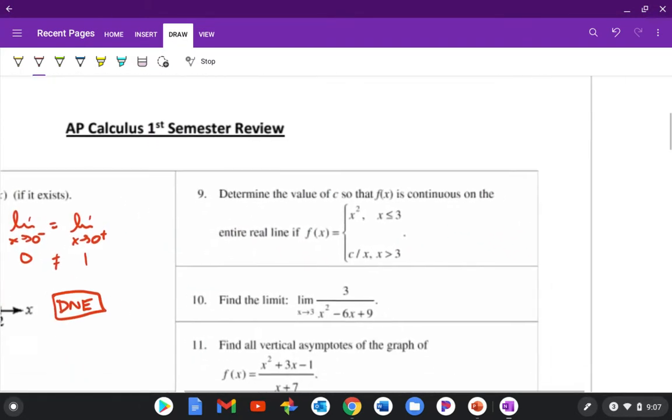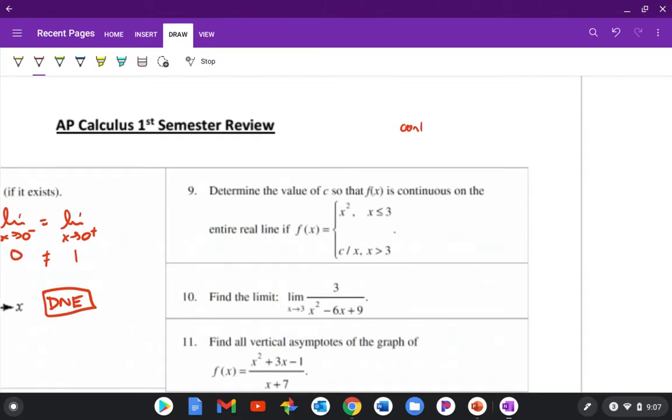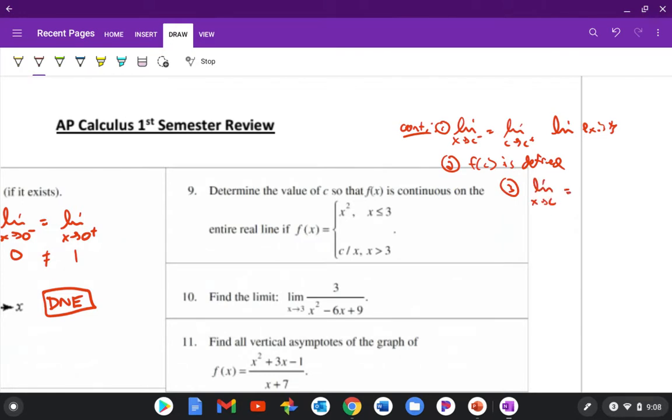Let's go up to number 9. Determine the value of c such that the function is continuous on the real line. If a function is continuous, keep in mind the definition of continuity. It's that the limit as x goes to c from the left equals the limit as x goes to c from the right, which implies that the limit exists. That's our first condition. The second condition is that f of c is defined, meaning that the function is defined at that point. And the last condition is that the limit as x goes to c equals f of c, so that the limit equals the function value.